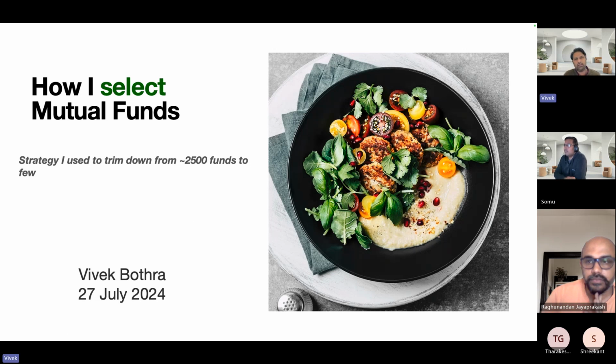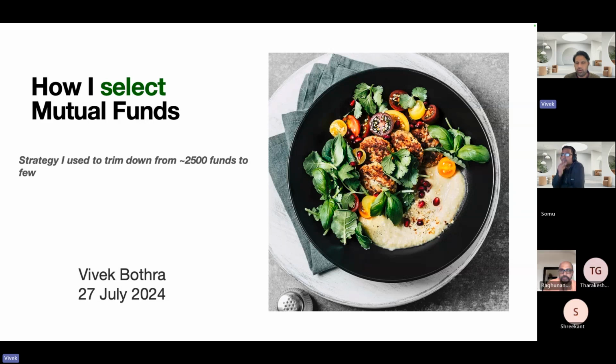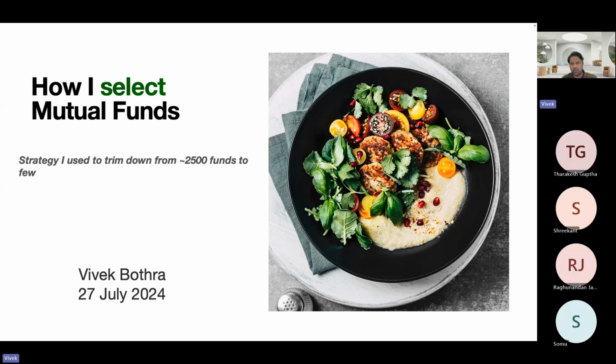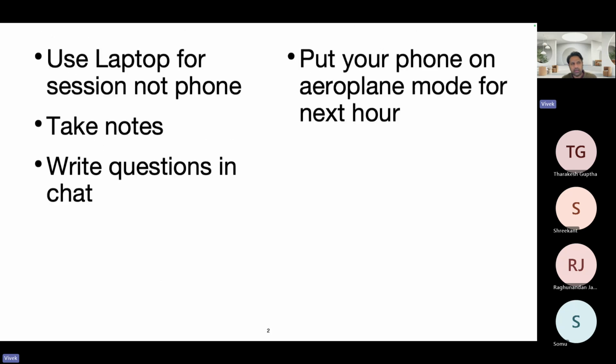I think in today's session, the focus is really to understand how you can use some data-driven approaches to select mutual funds. As anyone who is invested in Indian markets would know, there are about 2,500 mutual fund schemes available for any individual investor. So in this session, the idea is to give you some framework which you can use to cut down from this 2,500 number to a number which is manageable, a number you can analyze. So with that in background, I'll start.